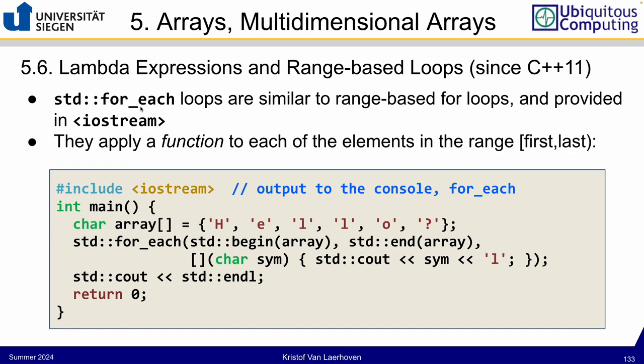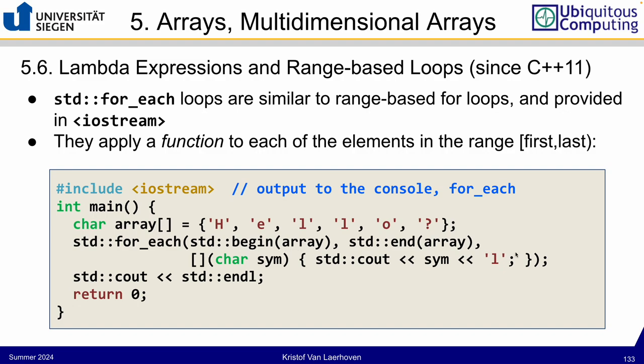There we have for each. For each is one of the few things that I can now show already as a kind of preview of what can be done. For each is a function that you can call. This function needs the beginning of a particular construct, like the beginning of your array, and the end of your array, similar to the for loop, but in a nicer way. Then for each element of your array, you can immediately map this to a function. And that's where we, for instance, can use a lambda function.